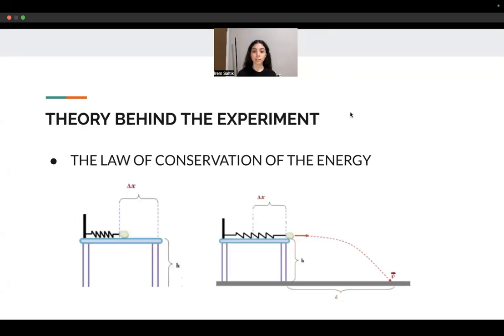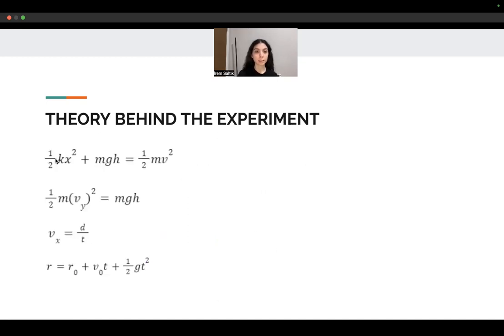I will calculate the spring constant by using the law of conservation of energy. First, I will pull the spring back and place a ball in touch with it, and then I will let go of the spring and the ball will start to fly. The moment the ball touches the ground, the kinetic energy of the ball will be equal to the potential energy of the spring and the gravitational potential energy. And this is the formula that I used.